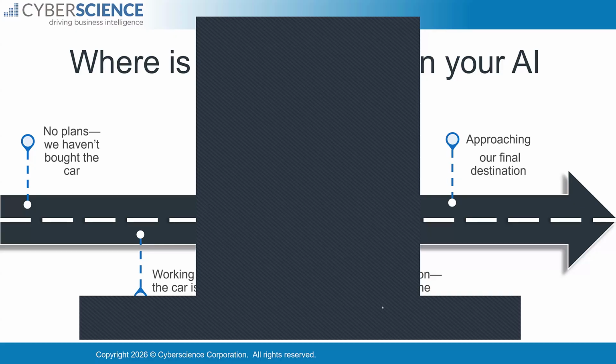So there are the results. 44% said no plans, haven't bought the car. 44% said working on it, car still in the driveway. 1 said moving forward, and 1 said approaching our final destination. That's great. Normally when we do this webinar and ask these questions, the answers are pretty consistent. There are a lot of people just figuring out their plans, but most say they're still in the driveway. A few more typically say moving forward, but this is the first time someone has said approaching our final destination. Congratulations to that person.